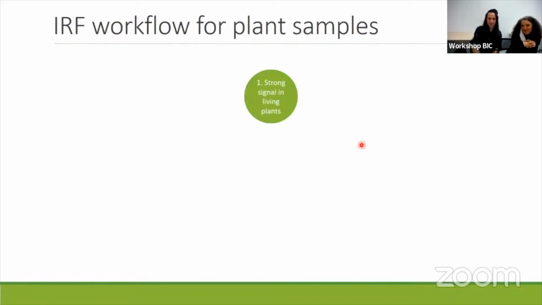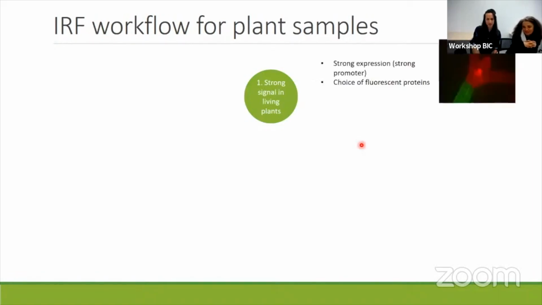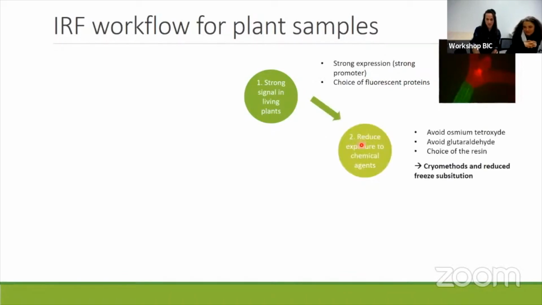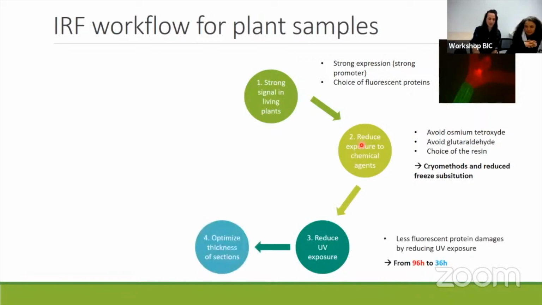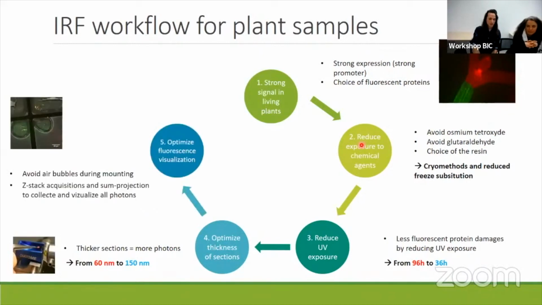Okay, so this is the recap of all these steps. So strong signal, strong expression, good choice of the fluorescent protein. Then you have to reduce the exposure to chemical agents by avoiding fixatives and using cryo methods. Then you reduce the UV exposure to its maximum. You have to choose and optimize the section you need for imaging. And then you have to avoid air bubbles during mounting and do Z-stack acquisition to be sure to collect all photons available in the section.